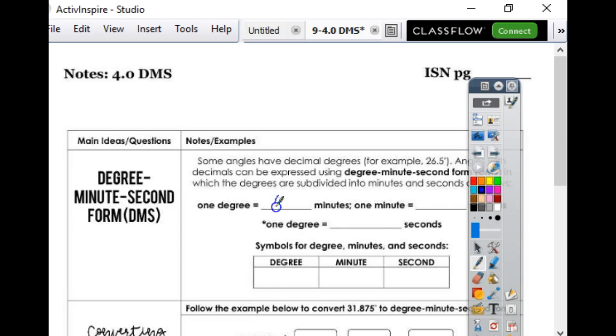So 1 degree is 60 minutes, and 1 minute is 60 seconds. So 1 degree is 60 times 60, which is 3,600 seconds. The symbol for degree is the degree symbol. The minute is 1 tick mark, and the second is 2 tick marks.